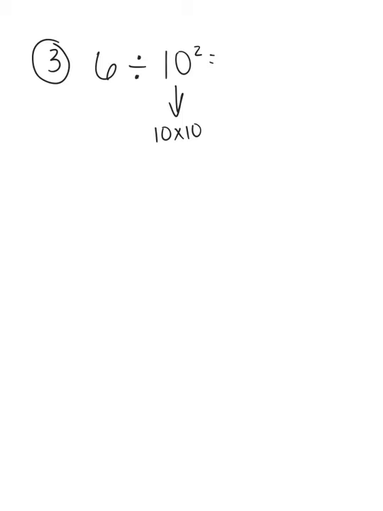All right, let's look at problem number 3. It says 6 divided by 10 to the second power. Well, I know that 10 to the second power, remember, it's just repeated multiplication, is the same thing as 10 times 10. So because it's 10 times 10, we're not just going to move it down by 1 place value. We're actually moving it down by 2 powers of 10.